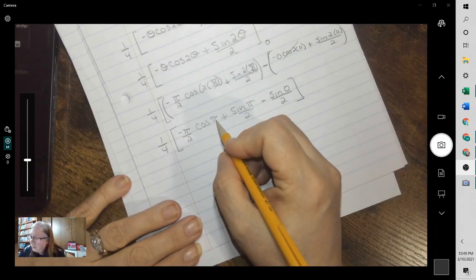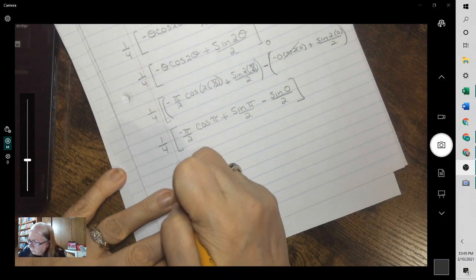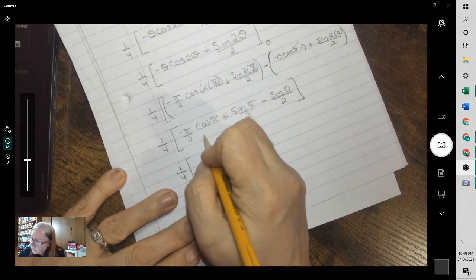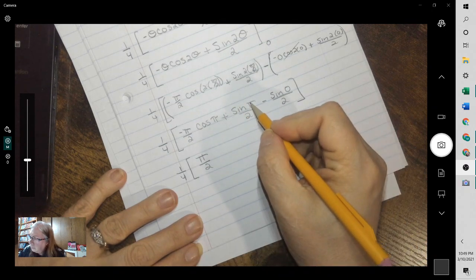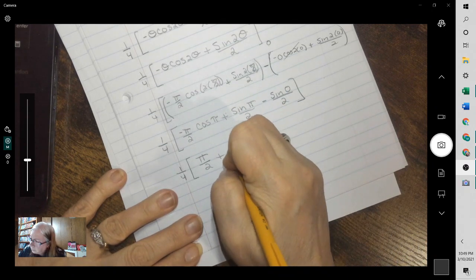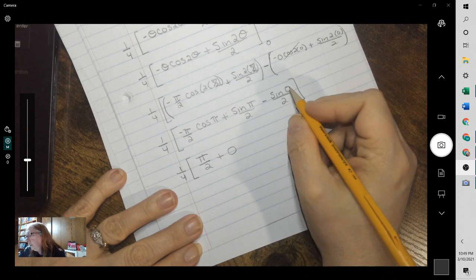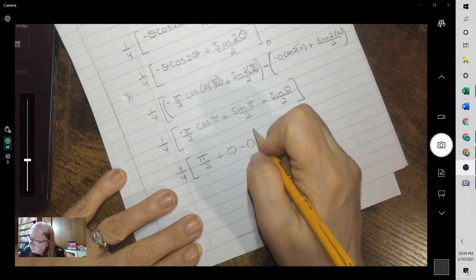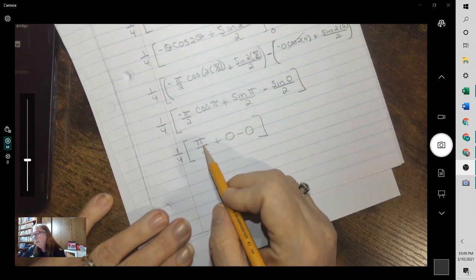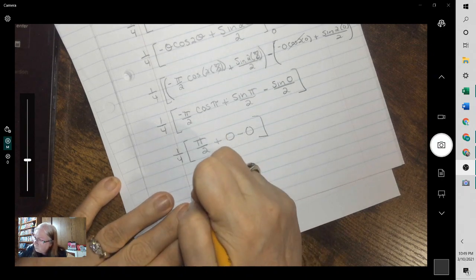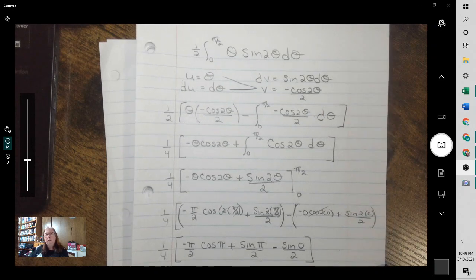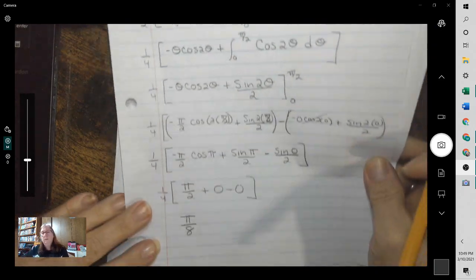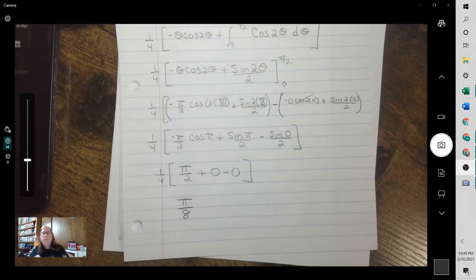Cosine of pi is -1, so we have 1/4 times positive pi over 2. The sine of pi is 0, and the sine of 0 is 0. So we have pi over 2 times 1/4, which is pi over 8. Any questions on that?